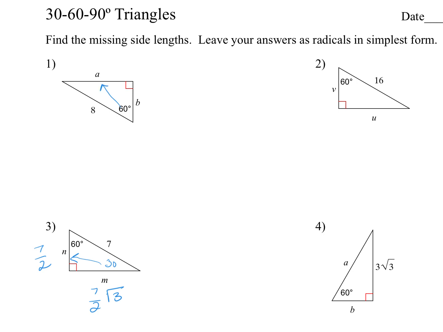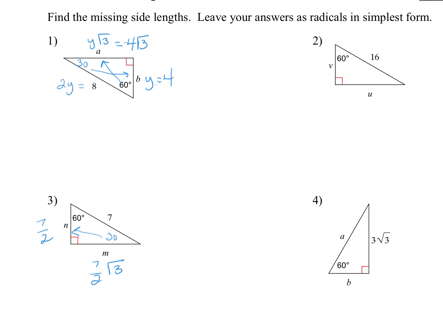Here, this is the side opposite the 60 degrees. This is the 30 degree side. And of course, this is the hypotenuse, so this is represented by 2y. This is y square root 3. So my side opposite the 30 degrees is going to be half of 8, which is 4. And this side here is going to be 4 square root 3.